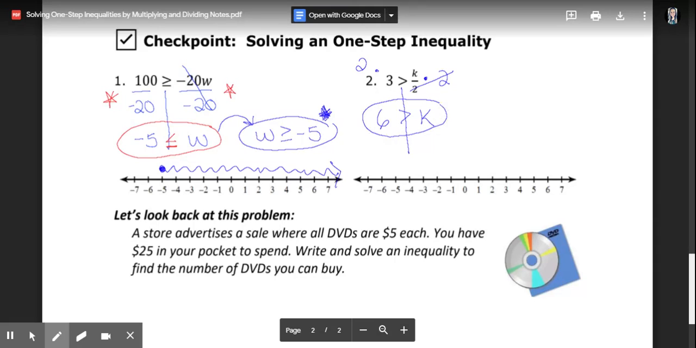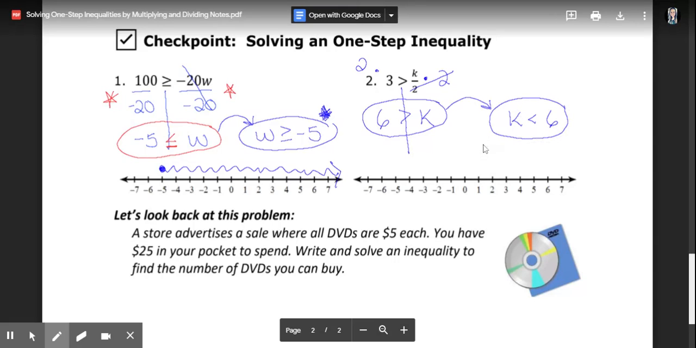Again, this answer is 100% correct, but it's not written in the right order. So I'm going to rewrite it so that way the K comes first. Which of these answers is rewritten in the correct format? It should say K is less than 6.